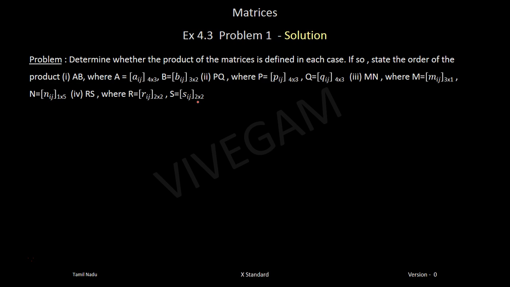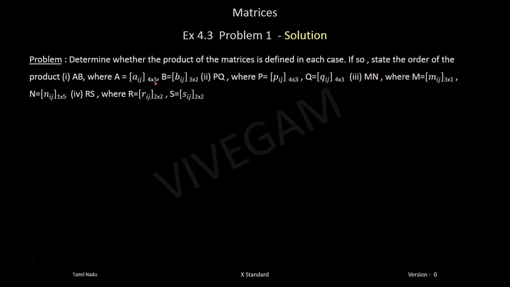So basically you'll have to remember the product of matrices is defined when the number of columns of the first matrix is equal to the number of rows of the second matrix. If that condition is fulfilled, then the product of the matrices is defined. So in all these cases we need to do that checking. Okay, but here I can do it very roughly here itself.